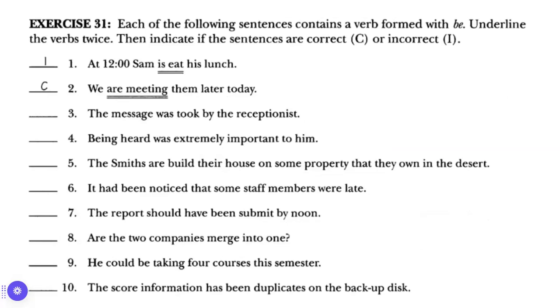Now, each of the following sentences contains a verb be in a different form. Check if the following verb is correct or incorrect to determine if the sentences are correct or not. At 12, Sam is eating his lunch. We are meeting them later today. Okay, easy peasy, right? I'll give you just 2 minutes to answer, and we will check all together as we usually do.